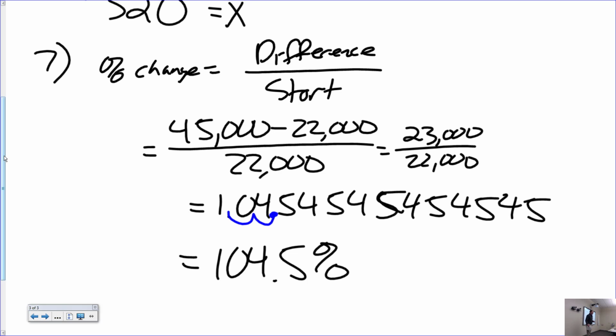Because you gained more than 100% of your salary. My salary more than doubled. 22,000 doubling would go to 44,000. That's a 100% increase. When you double your salary, you're gaining 100% of your salary. If you more than double, that means you have to be more than 100%. Here it is, just a little bit more than 100%.